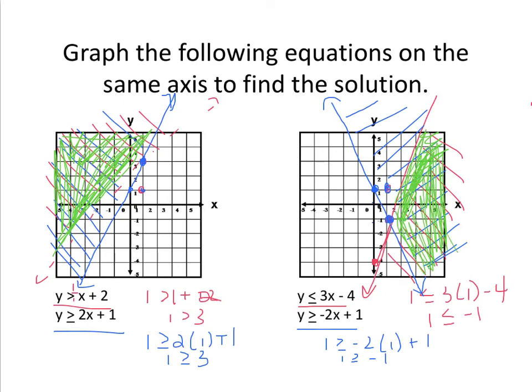Okay, and so that is solving for systems of inequalities. Just like we solved for one inequality before where we shaded in, we're just doing the same thing, but we're doing it twice and seeing where they overlap.